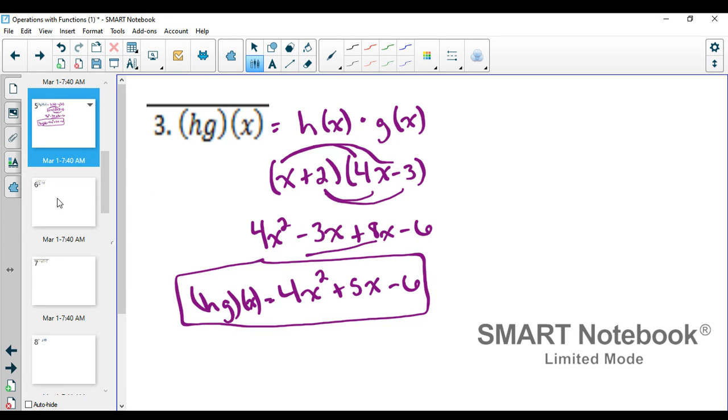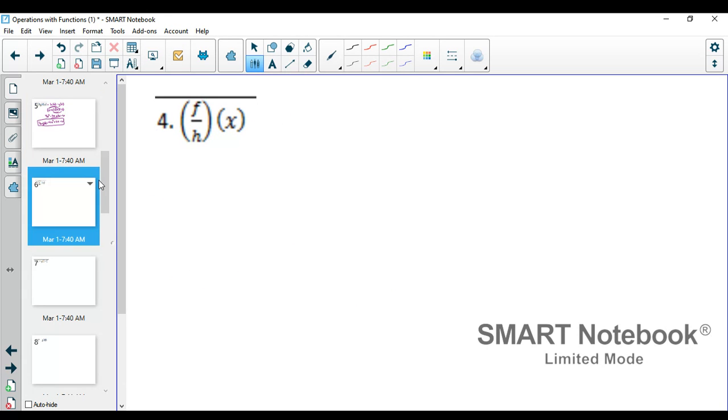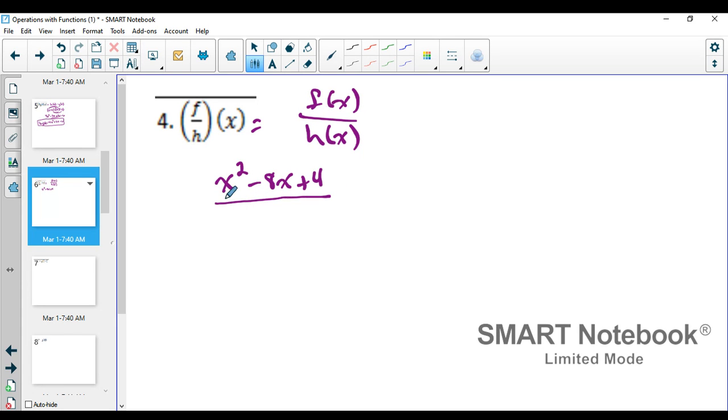And there we go. So moving on to number 4, we have f over h of x, which is the same as f of x divided by h of x. So f of x is x squared minus 8x plus 4, and then h of x, which it's divided by, is x plus 2. So now we have a trinomial divided by a binomial. Okay. There are a couple of ways we can do this.